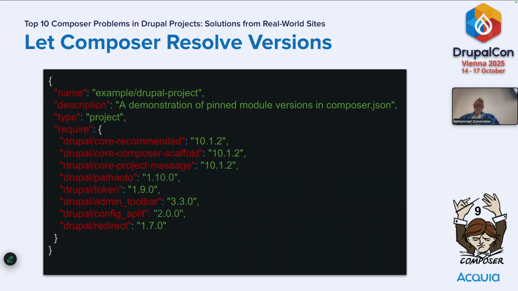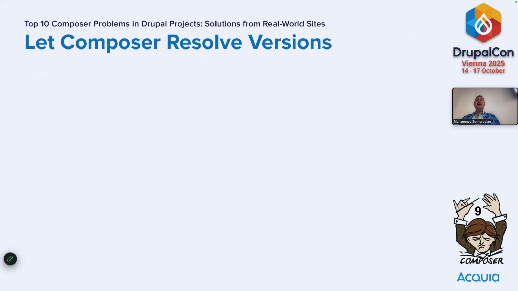Let Composer resolve versions for you. This composer.json is pretty clean and organized, but the issue here is you do not see any caret or any tilde before the version number. This means you are basically locking the version number. Why not lock?